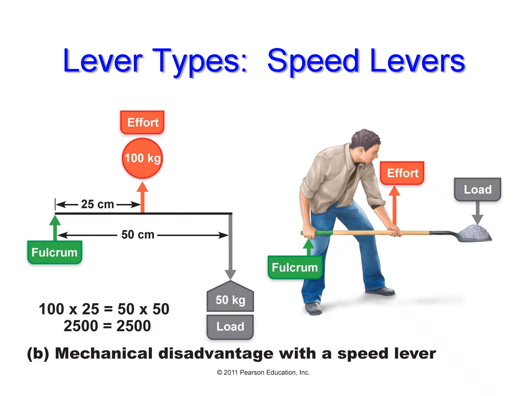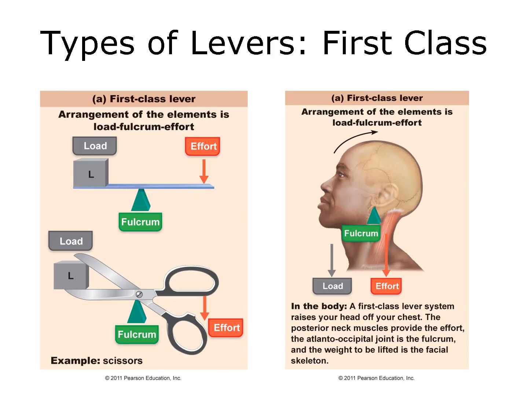In general, levers can change the applied force in three ways: the direction of the applied force, the distance and speed of the movement, and the effective strength. Levers are classified based on the relative position of the three elements: effort, fulcrum, and load. In first-class levers, the arrangement of the elements is load, fulcrum, effort. The effort is applied at one end of the lever, the load is at the other, and the fulcrum is in between.